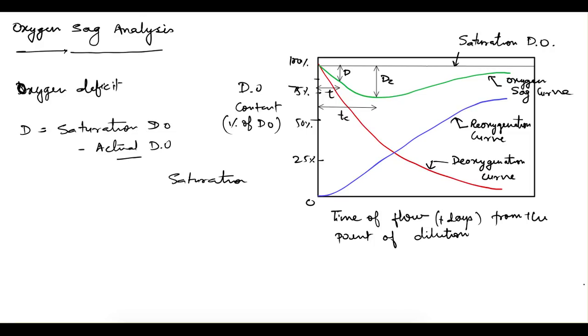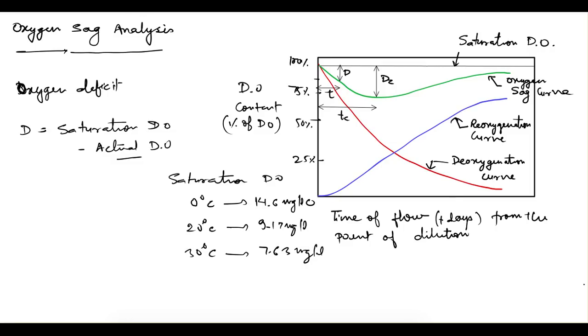Let's say if temperature is 0 degrees Celsius, then saturation DO is maximum, that is 14.6 milligrams per liter. If it is 20 degrees Celsius, it is 9.17 milligrams per liter, and if it is 30 degrees Celsius, it is 7.63 milligrams per liter. So obviously the saturation DO decreases with increase in the temperature. So this saturation DO will depend upon the temperature of the stream, and the difference between saturation DO and actual DO is your oxygen deficit.